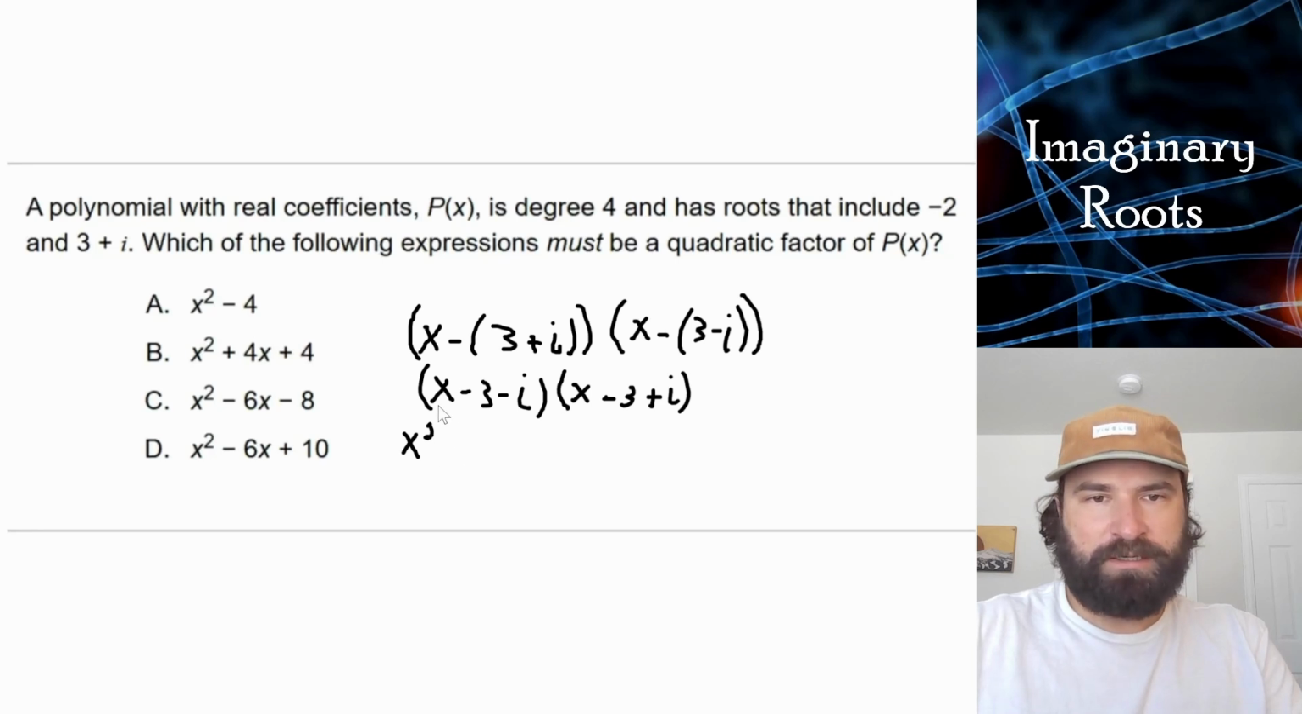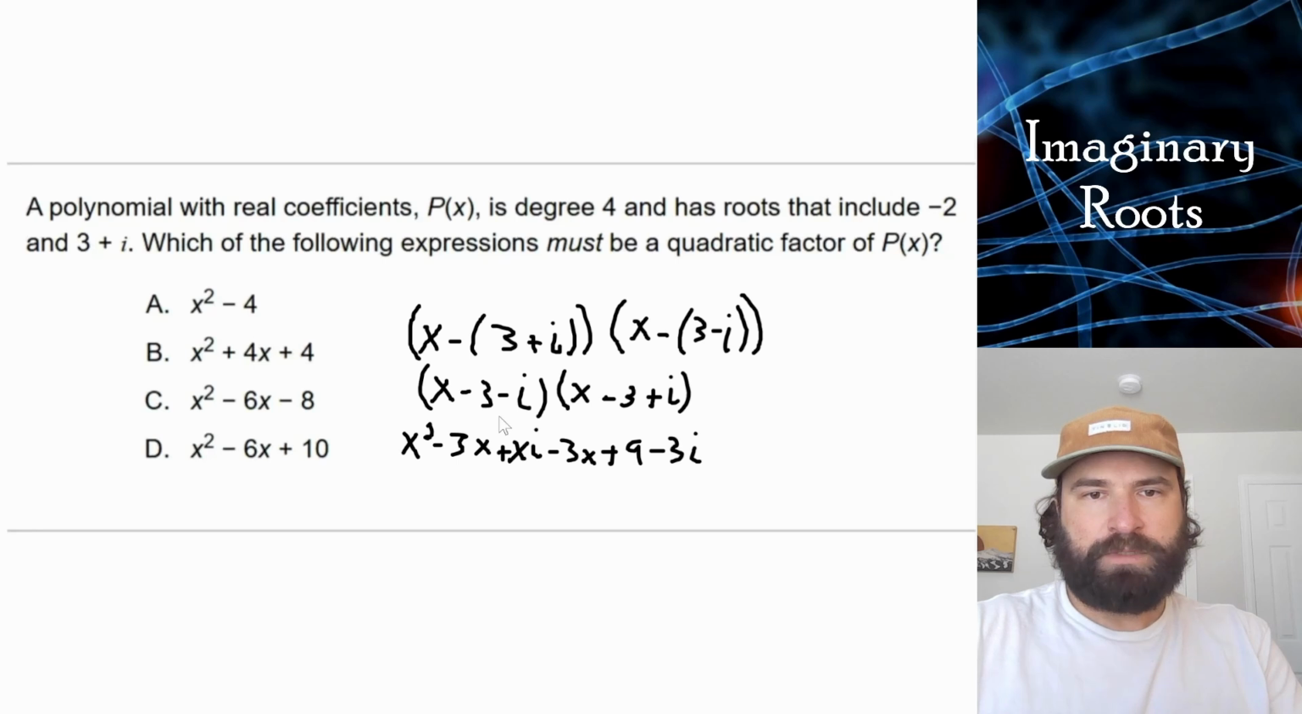So x times x is x squared, x times -3, so we have -3x. Then I have x times i, so plus xi. Then I'm going to multiply the -3 through to each one of these things, so -3x. -3 times -3 is +9. -3 times i is -3i. And then I just want to multiply the -i through to everything. So we're going to end up with -xi. -i times -3 is +3i.